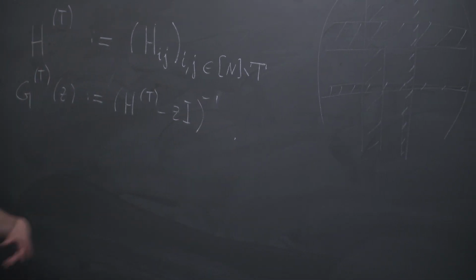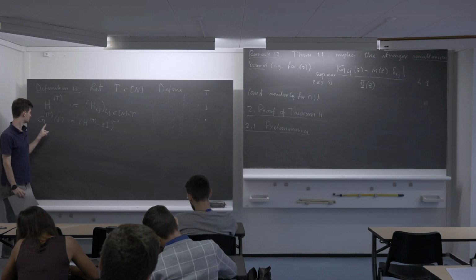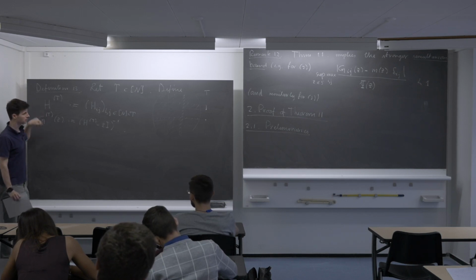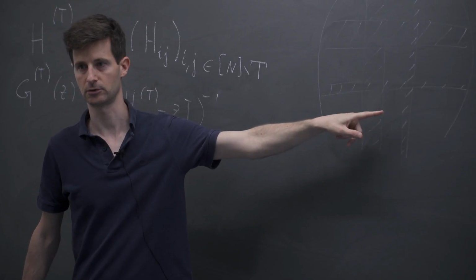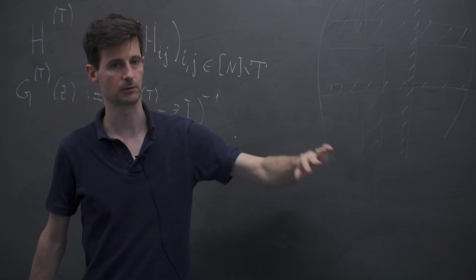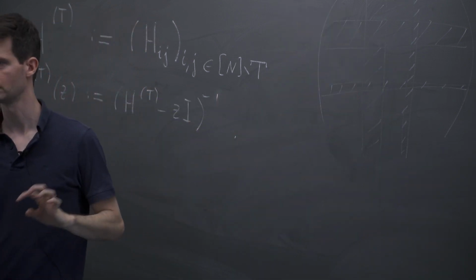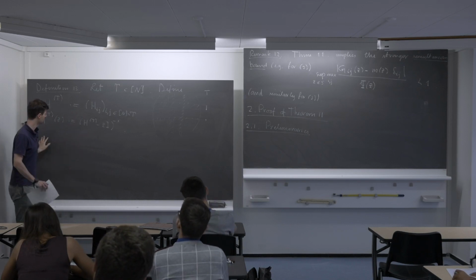This is the Green function of H^(T). Okay, simple notation. Note that this is not what you get if you take the Green function of H and you apply this process. This process does not commute with taking the inverse. So you first have to get rid of the rows and columns, then you take the inverse. It's not the same thing as first taking the inverse and then getting rid of the rows and columns. Okay.